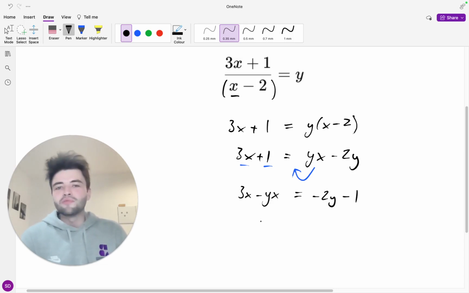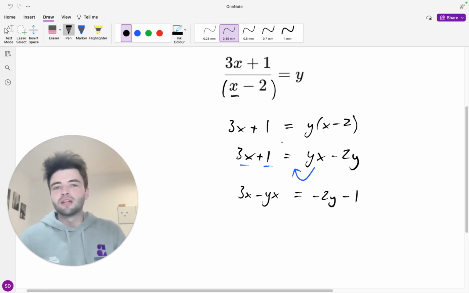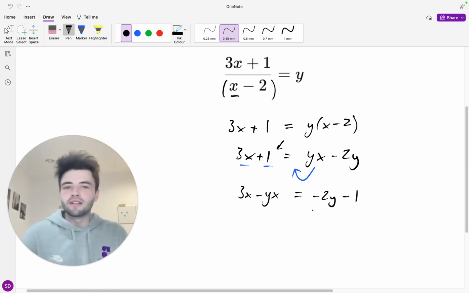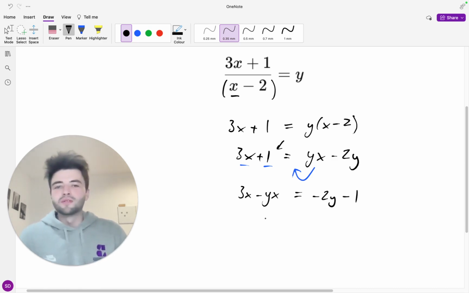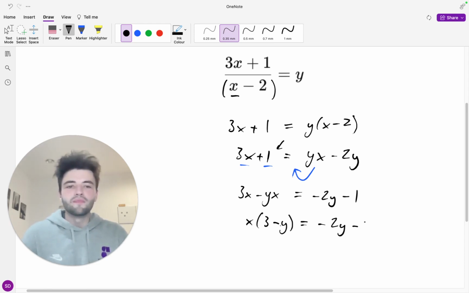And so now, as you can see, we've got 3x minus yx being equal to minus 2y minus 1. So just remember, we took over this plus 1, and because we subtracted it, it became minus 1 on the right hand side. And so hopefully this is all making sense so far. And we're actually almost there. And what we can do now is take out x on the left hand side, because we've got 3x and a minus yx, and they both contain x. So when we factorize out x, we're going to get x times 3 minus y, and that's going to be on the left hand side. And then on the right hand side, we still have our minus 2y minus 1.